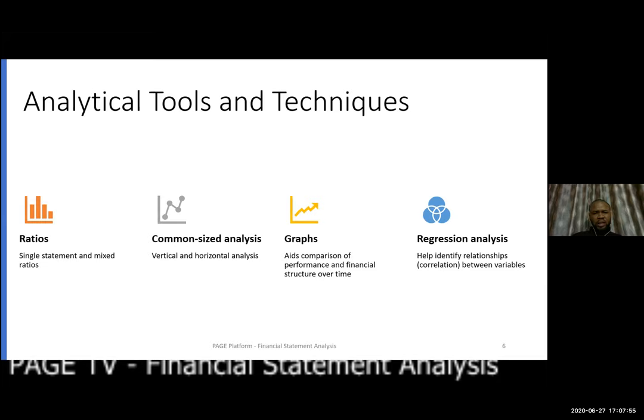So what are the analytical tools available to you? The most common here is ratios, which every one of us having written this exam should be familiar with. So we have ratios, we have the common sizing analysis, we have the graphs, we have the regression analysis. So these are basically tools and techniques that are available to you for financial statement analysis. So for ratios, we may have a single or mixed ratio. When I say single ratio, it essentially means that such ratio, you can compute it using just one financial statement. For example, your gross profit margin, you can get the information needed to compute this ratio just from the income statement alone. Mixed ratios are where you take a variable from, let's say, the income statement, and you move to the balance sheet to pick on that variable in order to arrive at the information you're looking for.